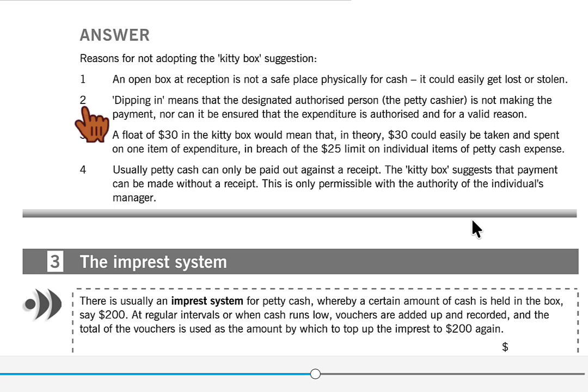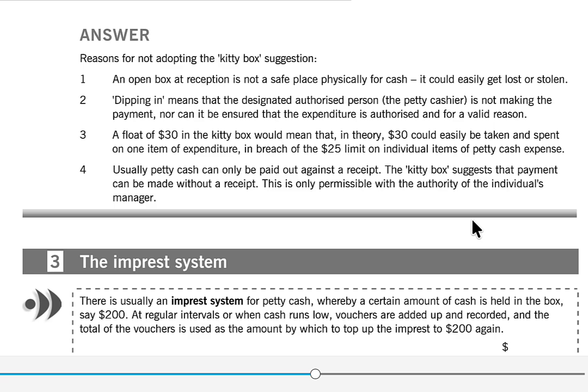Reason 2. Dipping in breaks the authorization control. The answer says, dipping in means the authorized person, meaning the petty cashier, is not making the payment. So we cannot ensure the payment is authorized and for a valid reason. This is a very important control point. In a proper petty cash system, the employee does not just take money. The employee requests money. Then the petty cashier checks the reason. Then the petty cashier pays the money. Then it is recorded properly.